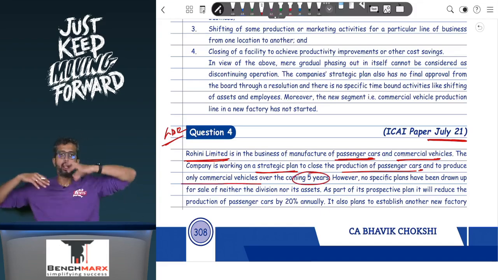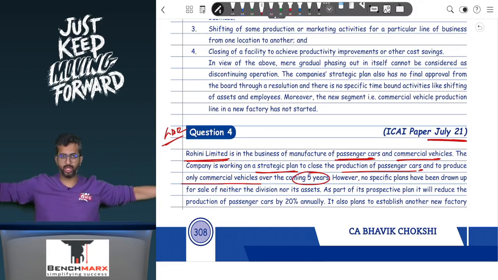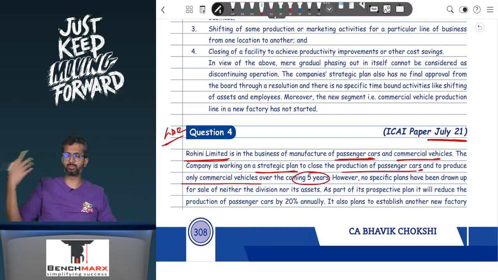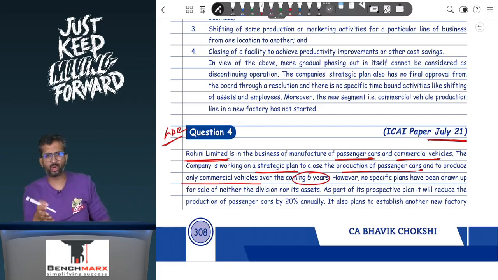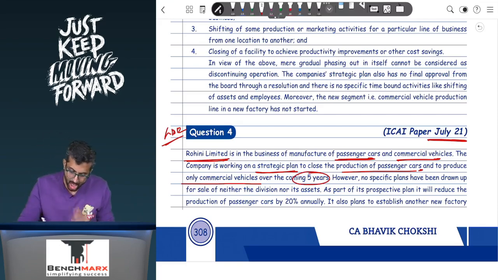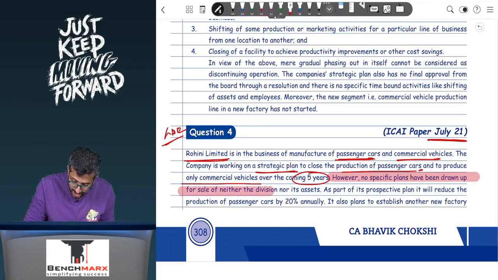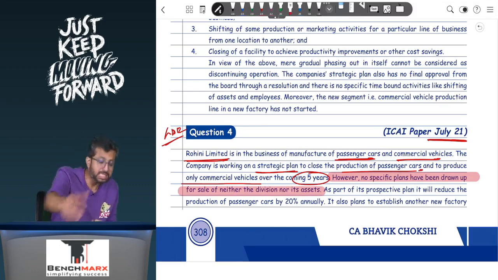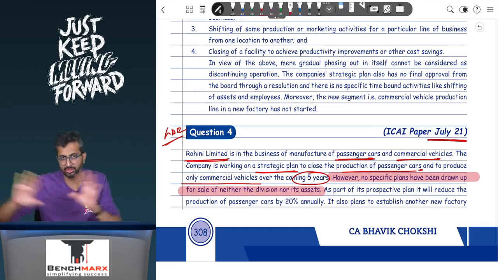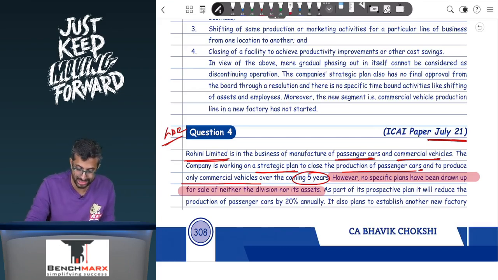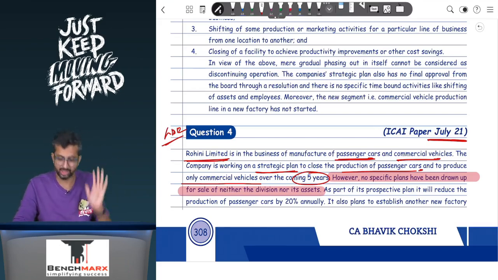So it is closing a division, mind you. It is not something where I am saying that Nano I will not sell, but instead of that I will sell something else. So I am closing the car division. However, this is the important sentence. We will highlight this. No specific plans have been drawn up for sale of the division nor its assets, which means a detailed formal plan is not in place. Remember, a discontinuing operation is a component of an entity which pursuant to a single plan is, but here there is no plan in place. So this cannot be a discontinued operation till the time there is a plan.